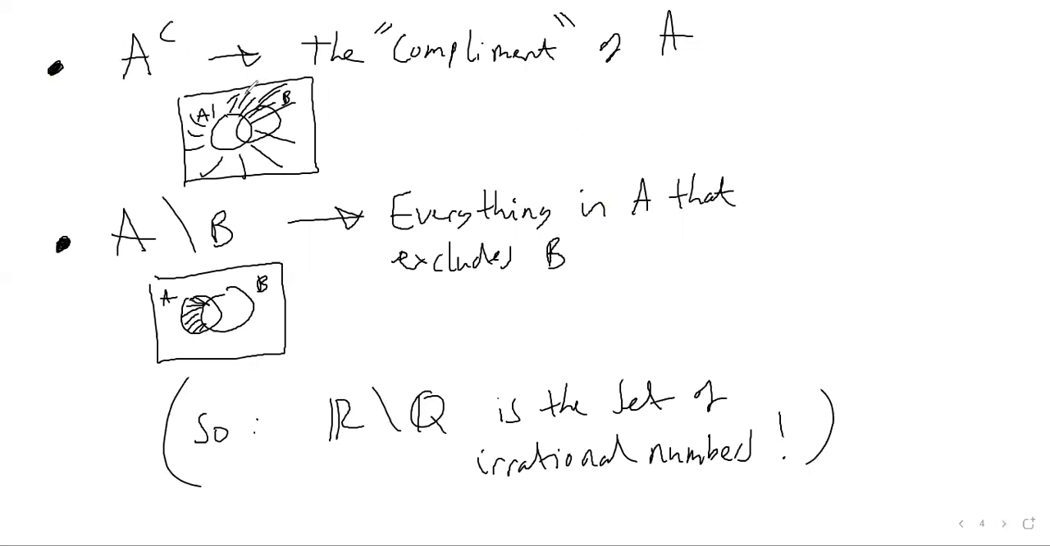A bit more set notation here. You've got this complement notation, so this A and then this C, which kind of looks like a power of C. This is basically everything that is not in the set A. So you're not allowed to be in the set A in this case, but you can be anywhere else in the space. So that's what that means.